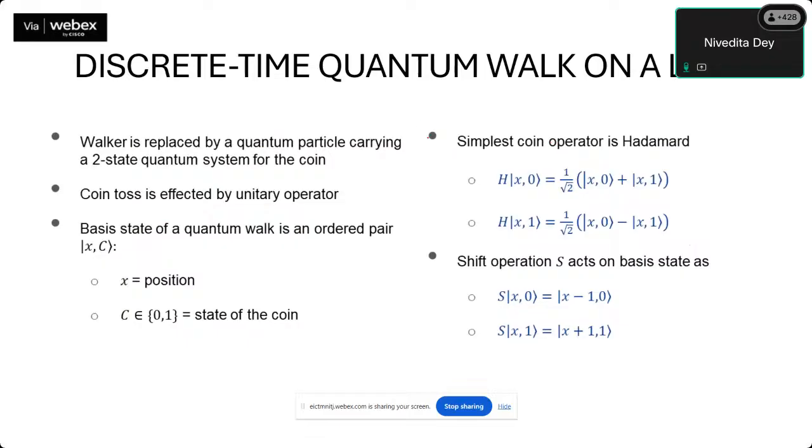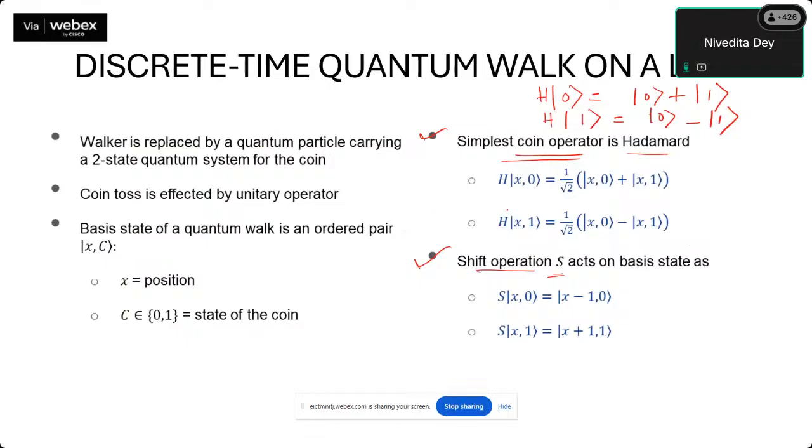So we use two different operators. First one is the Hadamard one. We call it a coin operator, tossing a coin. And the second one is the shift operation. So the thing is, the Hadamard operation. You know what Hadamard does? Hadamard, if we give it 0, it will make it ket 0 plus ket 1. I'm not writing the 1 by root 2 for simplicity. And if it is Hadamard on 1, it will make it ket 0 minus ket 1. Again, I'm not writing 1 by root 2.